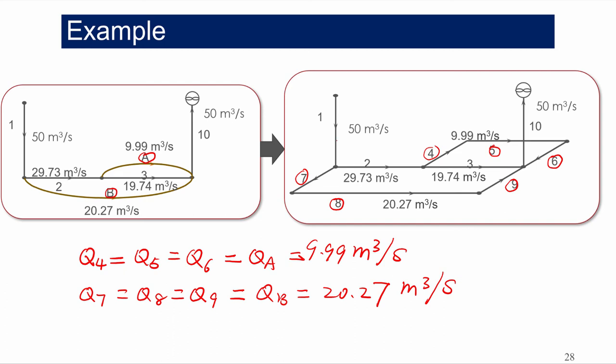We know the air quantity flowing into each airway, and we know the resistance of each airway. We can calculate the pressure drop of the entire mine, and also the pressure drop in each individual airway. For example, if I ask what's the pressure drop in airway 8, then that equals R8 times Q8 squared. R8 is given, and Q8 is calculated here. So we can calculate the pressure drop in this single airway.